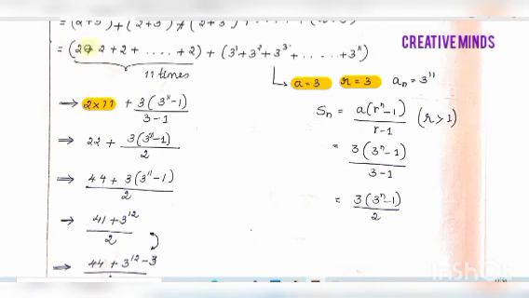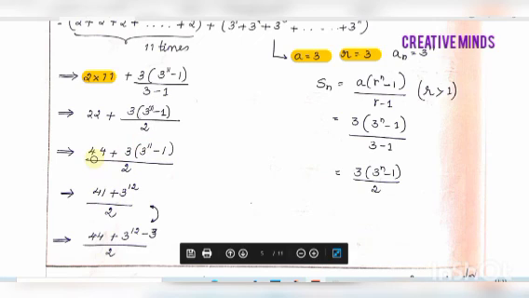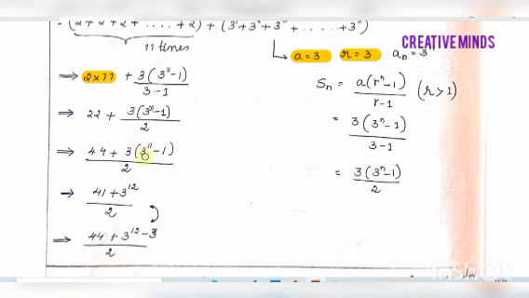So the whole expression becomes 2 into 11 plus 3 into 3 to the power of 11 minus 1 divided by 3 minus 1. 2 elevens are 22, plus 3 into 3 to the power of 11 minus 1 divided by 2. 2 is the LCM here, so 2 twenty-twos are 44, plus 3 into 3 to the power of 11 minus 1 divided by 2. 3 into 3 to the power of 11 is 3 to the power of 12. 3 into 1 is 3. 44 minus 3 is 41. So 41 plus 3 to the power of 12, divided by 2.